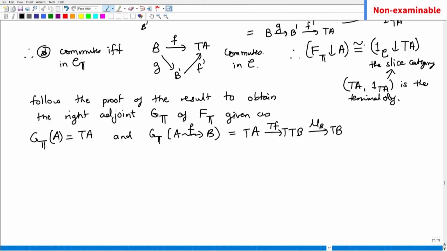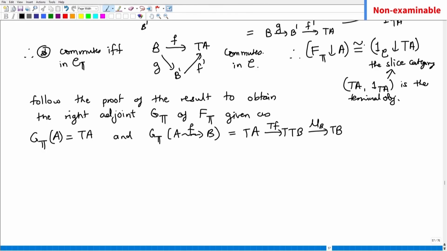Now that we have shown that this arrow category is isomorphic to the slice category, which always has a terminal object, we use the dual of that result, or rather follow the proof of that result, to obtain the right adjoint GT of FT. If you follow the proof properly, you will know that GT of A is TA and GT of this wiggly arrow from A to B will be the composition TA to TTB by TF, followed by mu B, so that we land in TB itself.